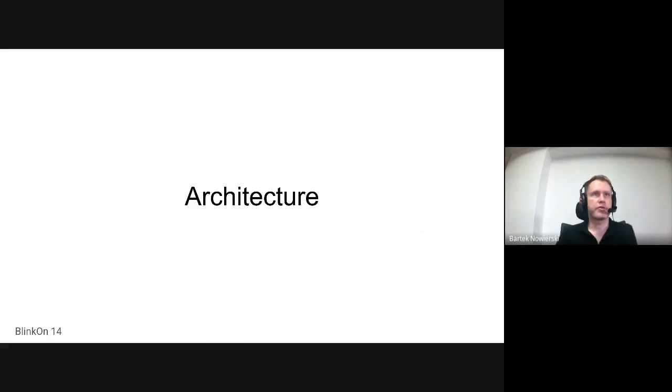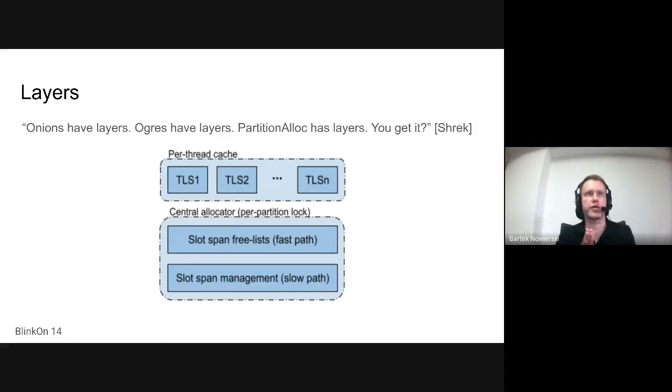Okay, let's talk business. So, architecture. PartitionAlloc, in a nutshell, can be perceived as a combination of a couple of components. One would be the central allocator, which is guarded by the per-partition lock. And because locks are bad, we implemented a layer on top of it of thread caches, one for each thread, that instead of locking, use thread local storage access, which is much faster.